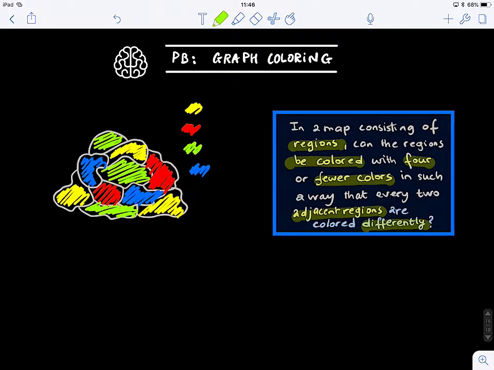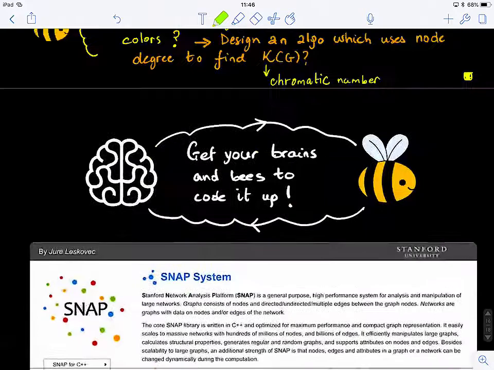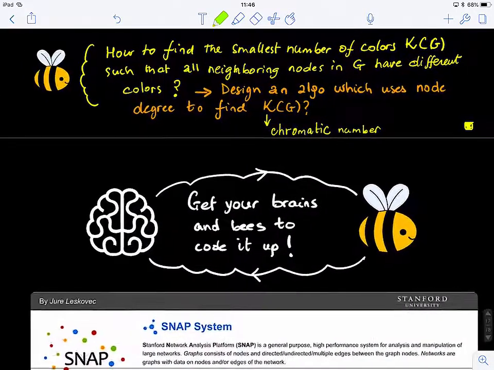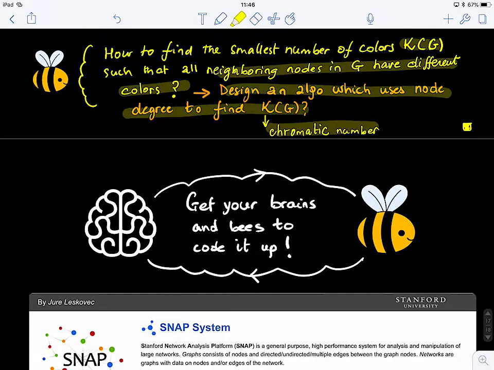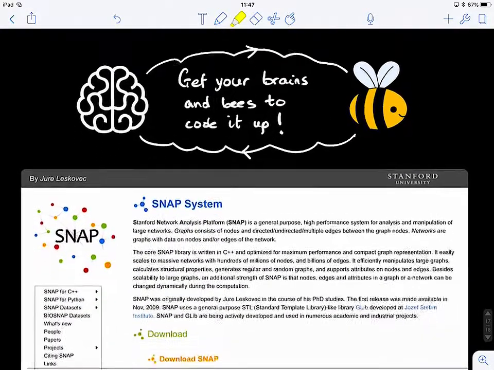Okay, great. Now, another question: how to find the smallest number of colors. This is what we call the chromatic number of a graph, such that all neighboring nodes in G have different colors. So try to design an algorithm which uses node degree to find the chromatic number of a graph. I have given you a hint, which is using the node degree. Think about an algorithm that can solve this problem using node degrees. Okay, now the last part, and we're done.